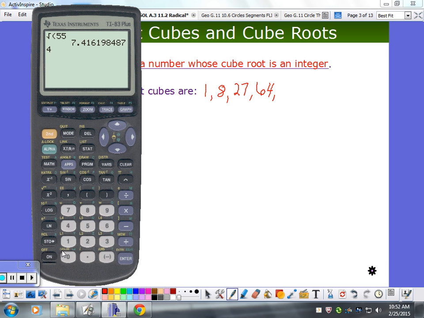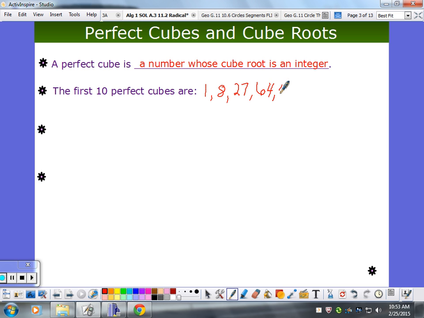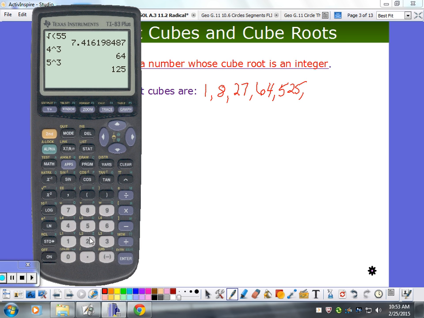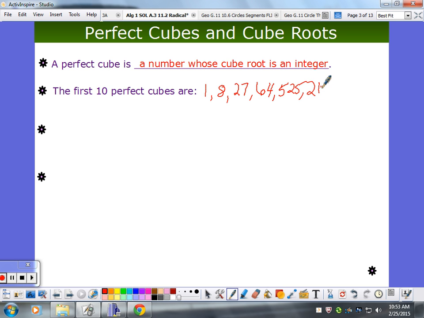So it's 4. Watch my little cursor here. I'm going up the operations. See above the divide? See that little circumflex? You hit that, and I want it to the 3rd power. Press the button, 64. 5 cubed. 125. So I can use the calculator to find the numbers that I don't remember, or can't do in my head. What is 6 cubed? So you can recreate this list.